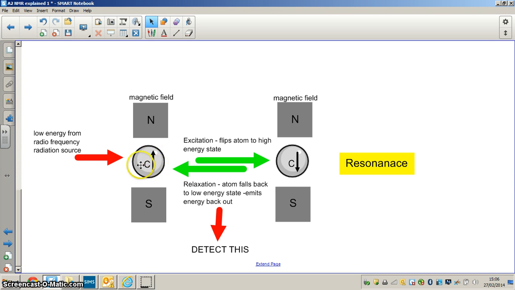It's nuclear because it refers to the nucleus of the atom. It's magnetic because it refers to the magnetic state of the nucleus, either lining up at low energy or against at high energy. And it's resonance because it's resonating between low energy and high energy states. So nuclear magnetic resonance. And in principle, that is all nuclear magnetic resonance is.